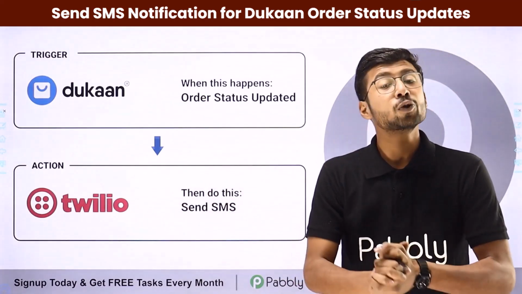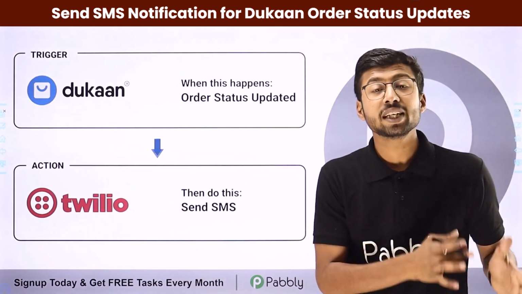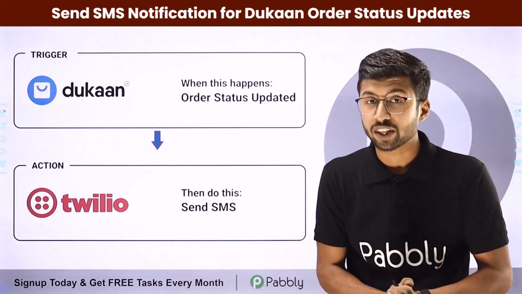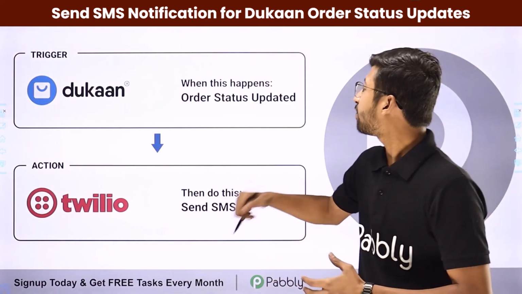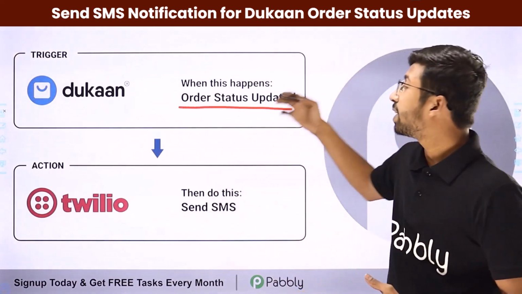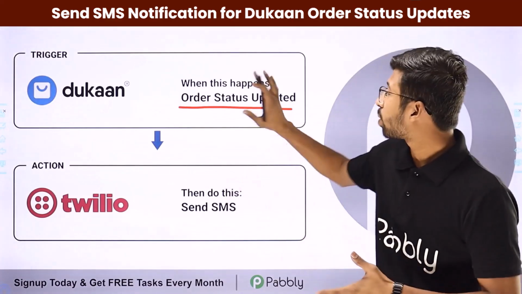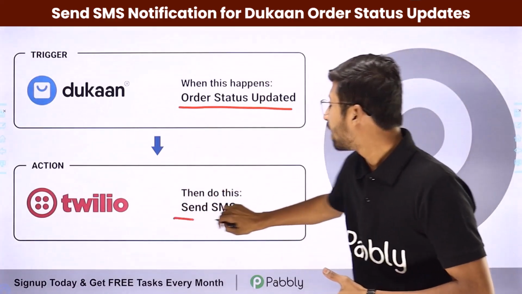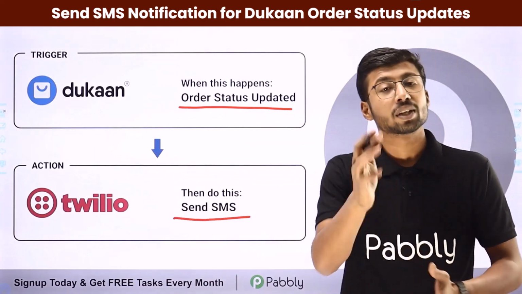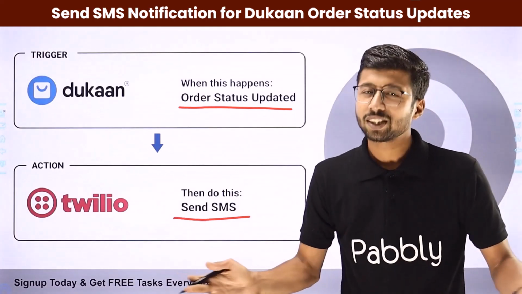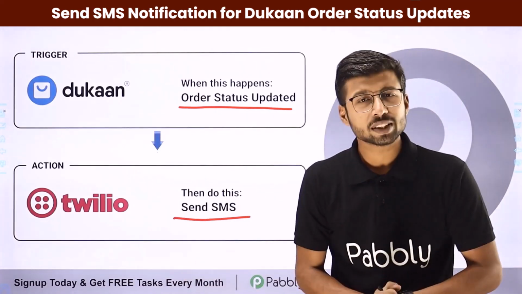Now guys, let me tell you, you can completely automate this process of sending the order updates as an SMS notification. In this automation, the trigger will be getting a new order status updated in our Dukaan store. So whenever we update an order in the Dukaan store, this automation will be triggered, and the action will be sending an SMS notification to the customer who placed that order. Isn't it amazing? Now guys, how can you set up this automation?